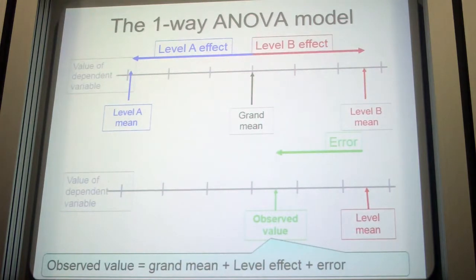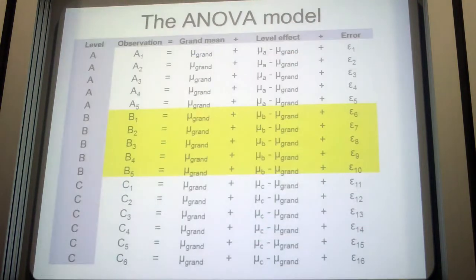We can think of this in a one-way ANOVA as having a grand mean, our overall central point, and then each level of the factor will shift the mean to its appropriate level. So we have level A shifting the dependent variable down, level B shifting it up, and a little error term. We model this as the observed value being the grand mean plus the level effect plus an error term. And you can actually fill in a grid for every data point.